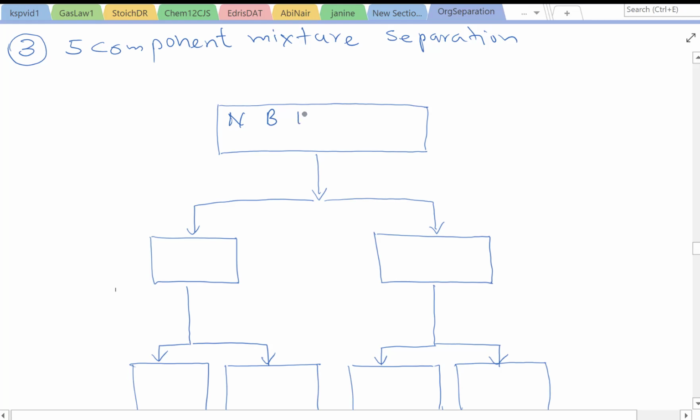Neutral, base, organic acid, and organic acids are normally weak acids. Now we have, plus, a weaker acid than the one you already have. So we have already 4 components, and we're going to add another neutral solvent, something like cyclohexane, something with a higher boiling point. So that's how you make the mixture.